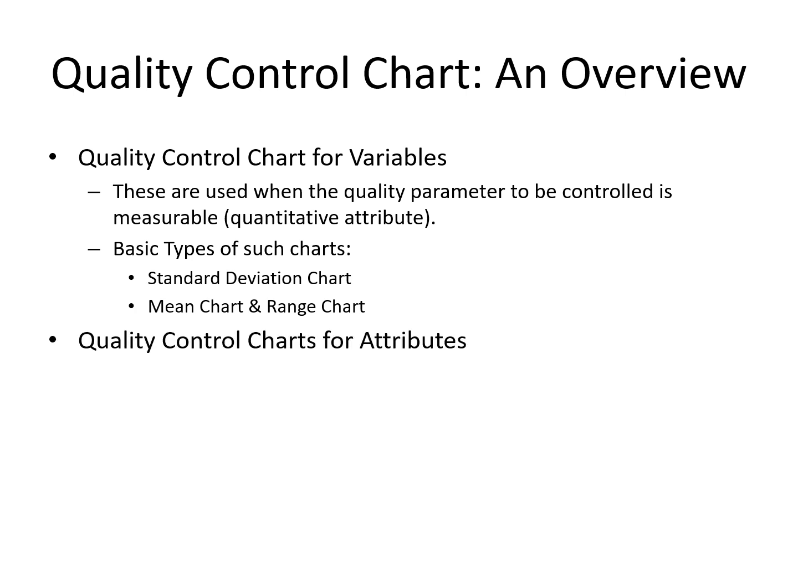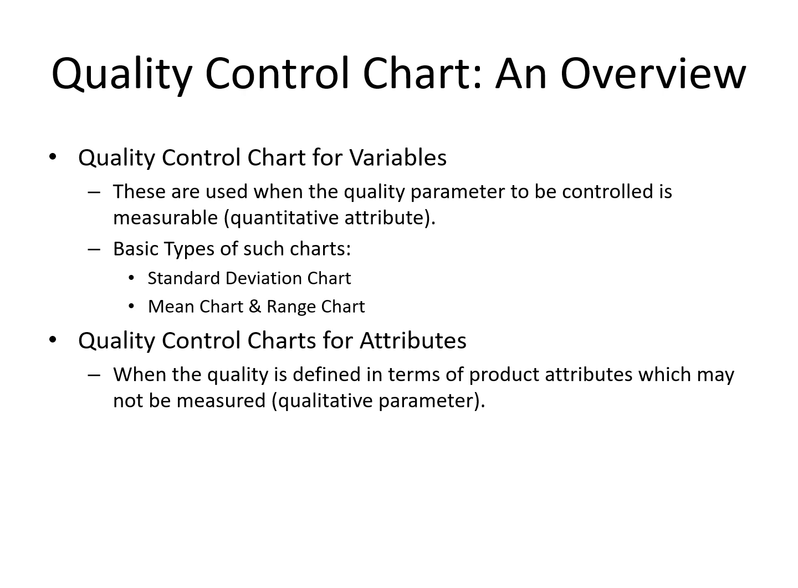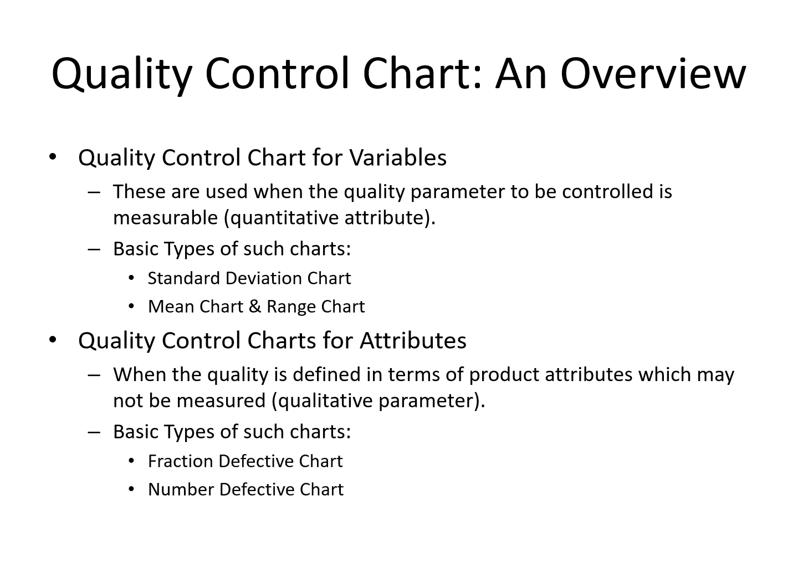The other charts would be the quality control charts for attributes. These are used when the quality is defined in terms of product attributes which cannot be measured, or whenever we are to control certain qualitative parameters of a product. Basic types of charts in this are the fraction defective chart, the number defective chart, and the defects per unit chart. Of course, we will be discussing the quality control charts for attributes in a separate video. Here we will be concentrating more on the quality control charts for variables.